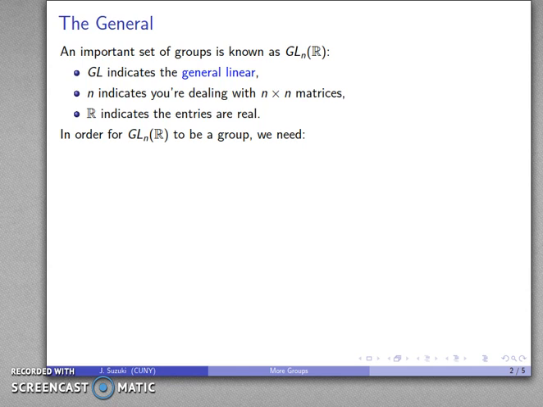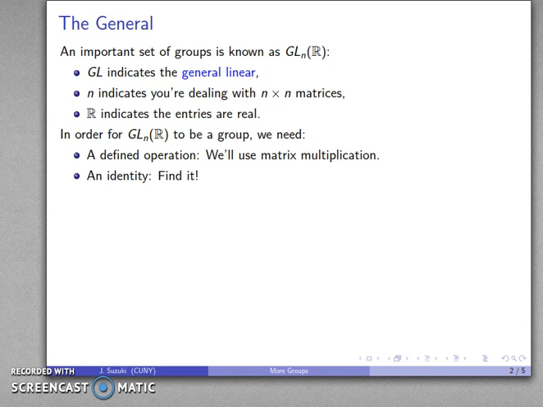In order for GLNR to be a group, we need to make sure that we have some sort of defined operation. And in this particular case, we're going to use the operation of matrix multiplication. We need an identity. Well, we'll leave that as an exercise for the viewer. We also need to make sure that we're dealing with a set where all of our inverses are included. And so that means GLNR has to include only those matrices that are invertible.